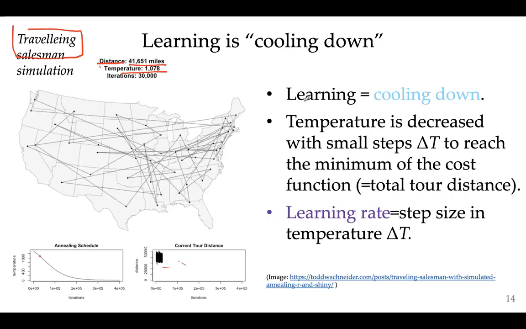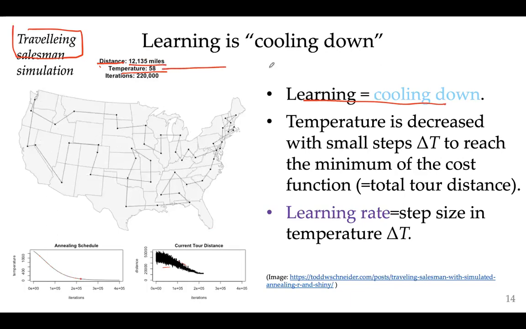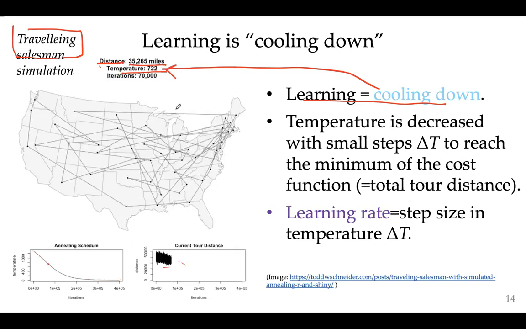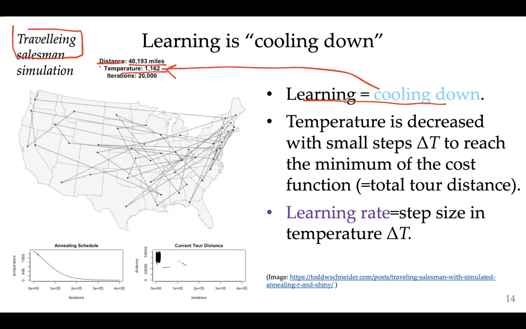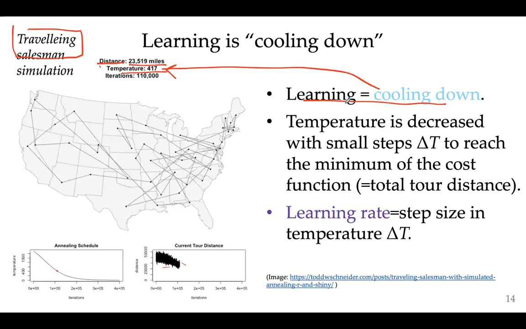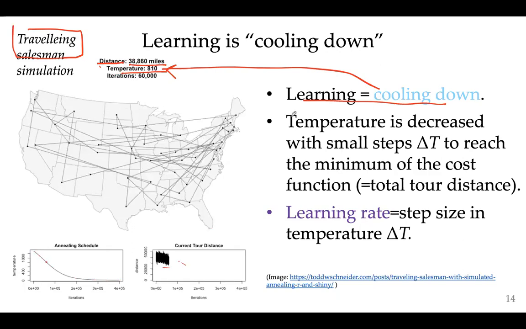So learning is cooling down, in the sense that if we think about this temperature, it's cooling down. Again, it's not a real temperature in the physical sense, but just a parameter. But we can think of it as the same idea as in statistical mechanics. As the temperature cools down, the system goes to the minimum energy state, or in this case, the minimum distance. So the system reaches the optimal state.